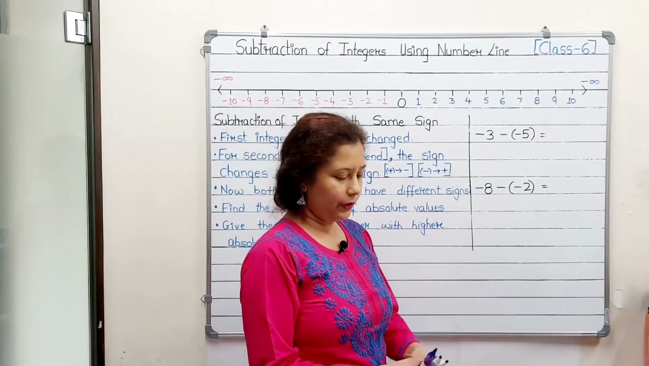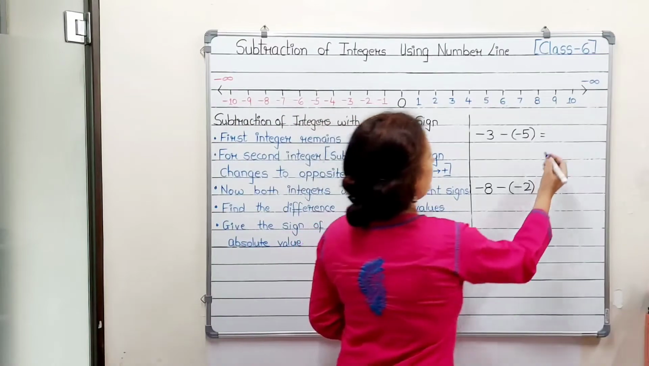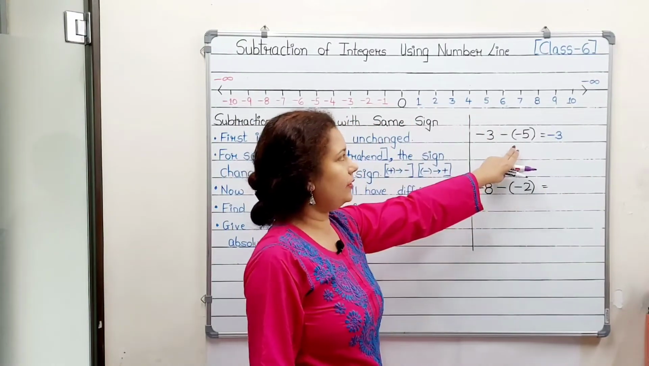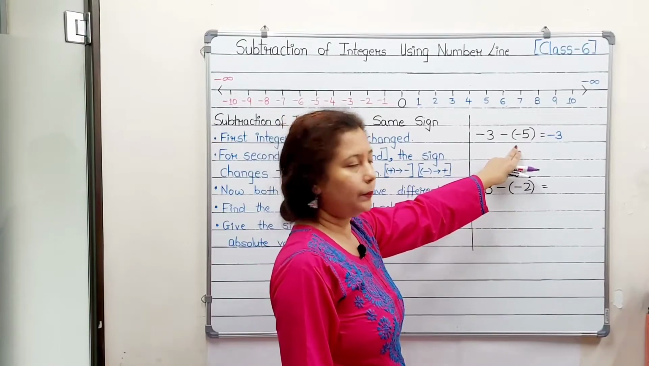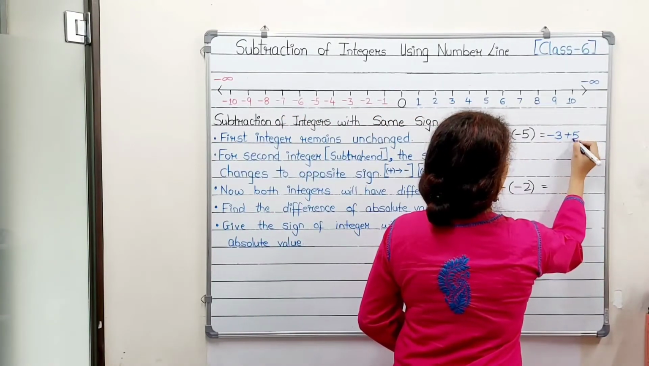Now here we will follow the same steps. First integer remains as it is. So it is minus 3. Second integer is negative. So it will become positive. So it is minus 5. So it becomes plus 5.